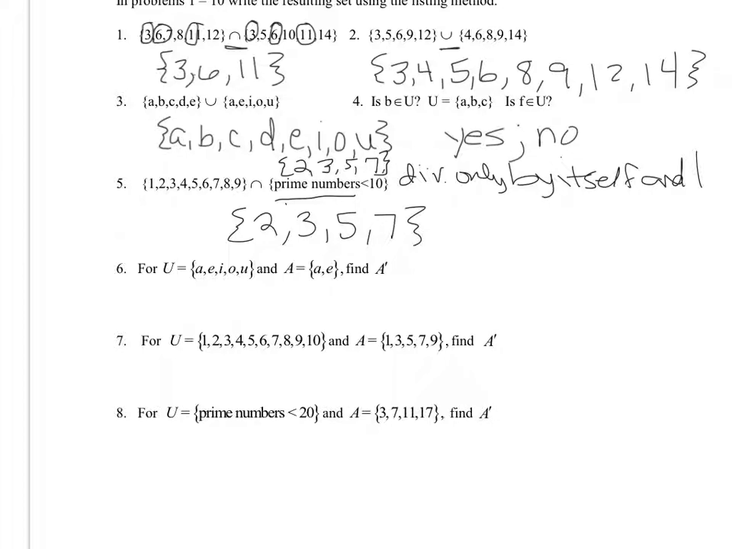So in other words, the prime numbers that are less than 10 would have been a subset of that first set of numbers, 1 through 9.